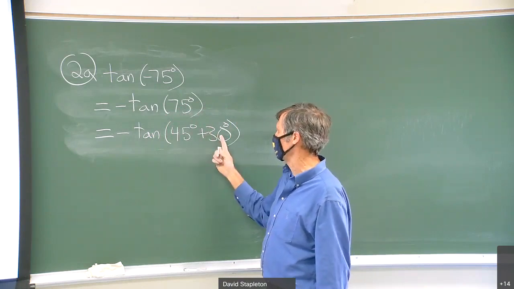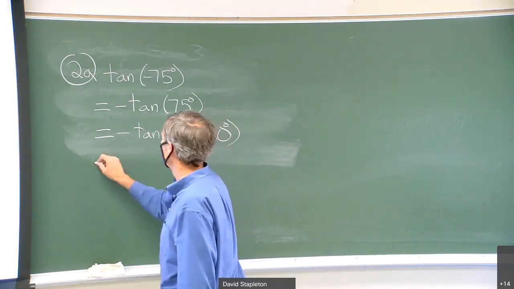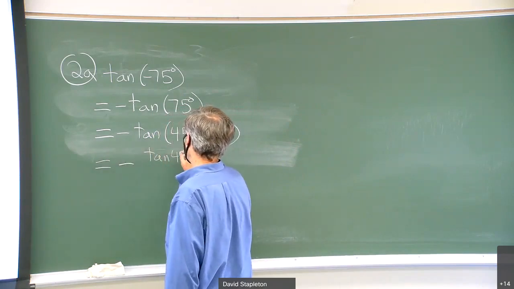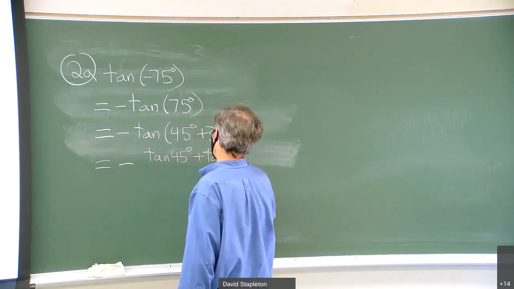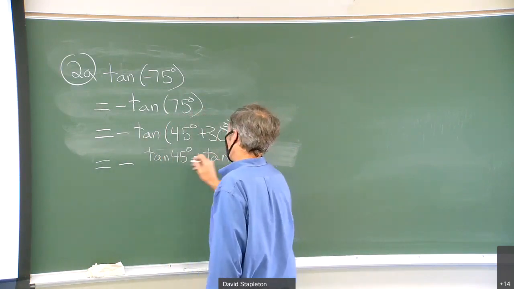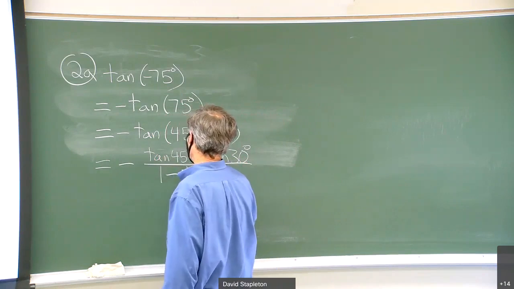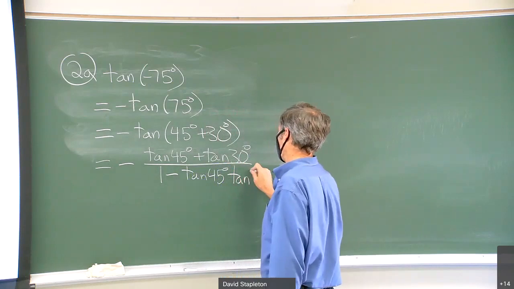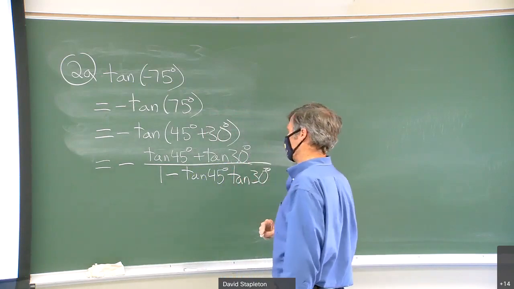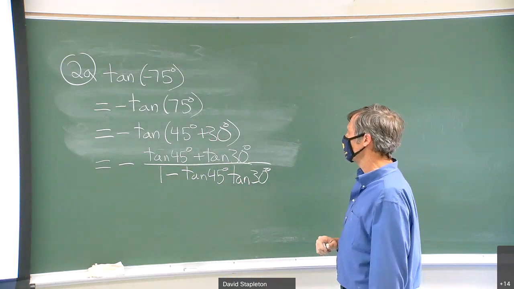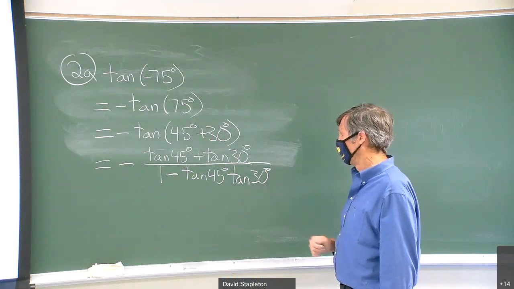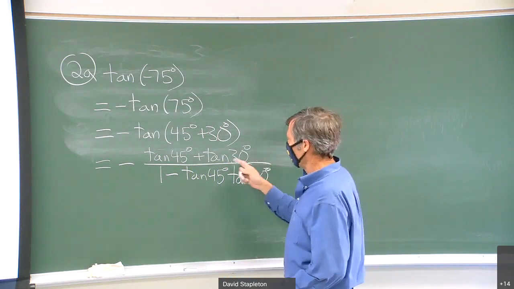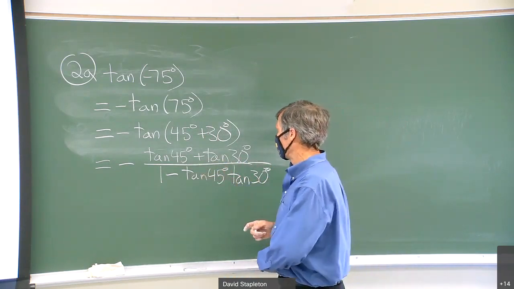Tangent of alpha plus beta, if you like, or x plus y, is tangent plus tangent over 1 minus tangent times tangent. Right? So that is how you get this set up, and now it's just a matter of evaluating trig functions of special angles.